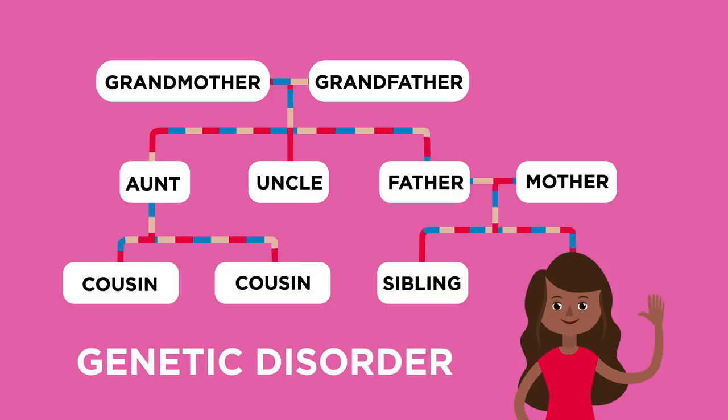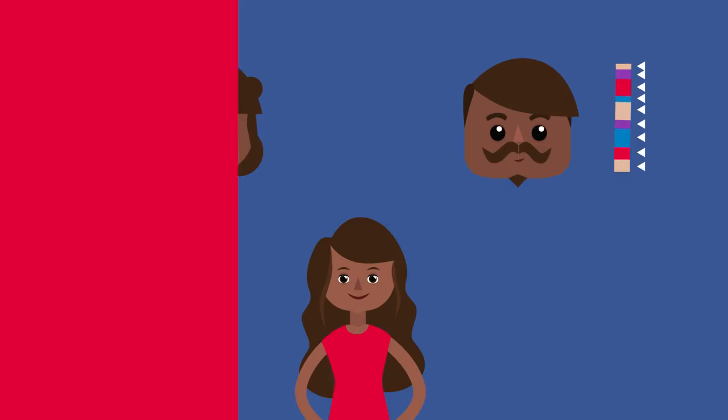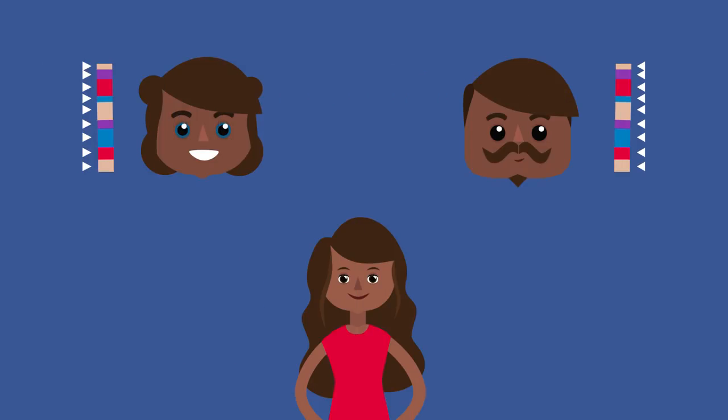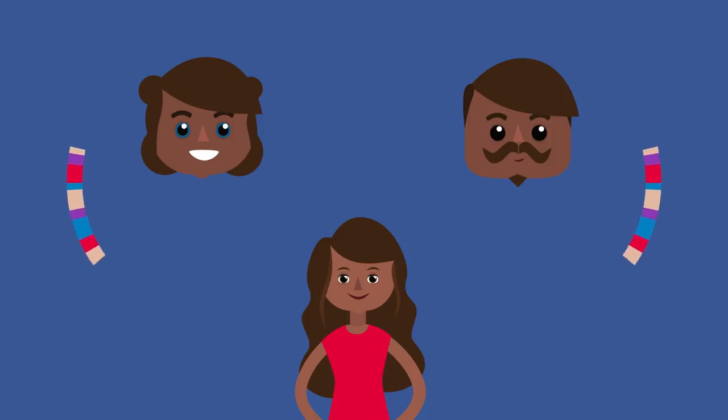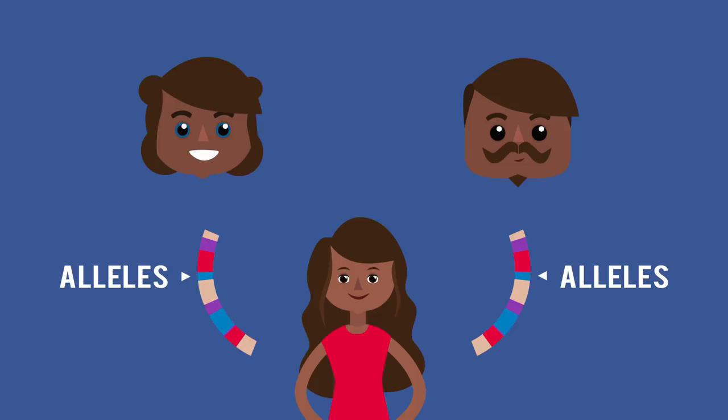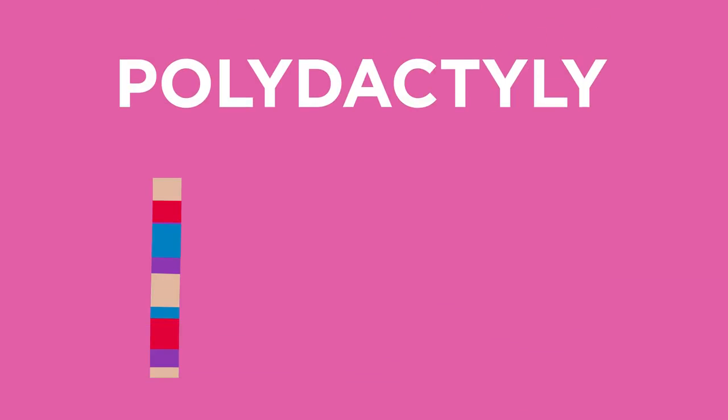It is inherited. You inherit genes from your parents, and you have 2 copies of each gene, one from your mother and one from your father. Genes come in different forms, called alleles. Alleles may be recessive or dominant. So going back to polydactyly.